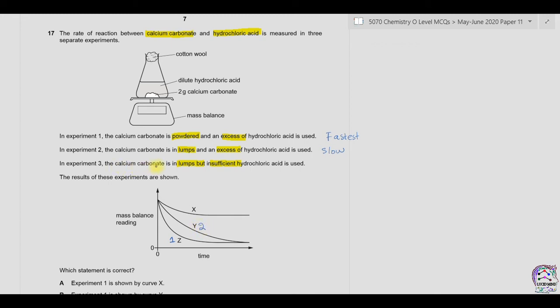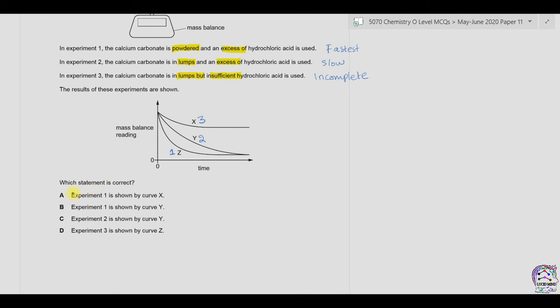In experiment 3, calcium carbonate is used in lumps and insufficient HCl is used. It means that the reaction is not complete, so therefore the mass of calcium carbonate unreacted is still present. So therefore the balance reading should be higher. So experiment 3 is an incomplete reaction. So the mass reading should be higher, so therefore it is X, and X is experiment 3.